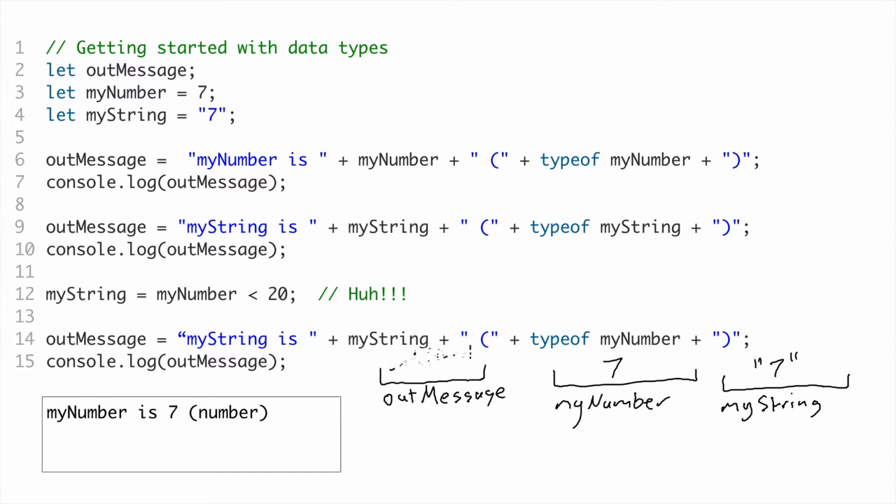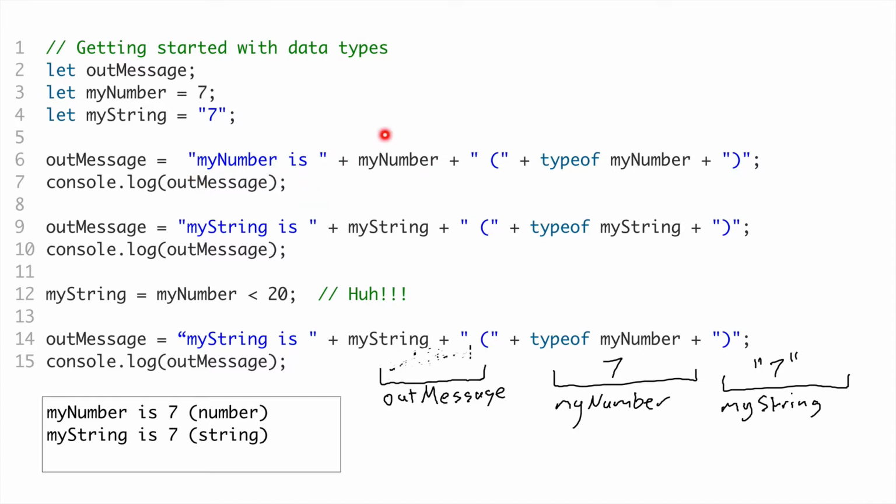If we do much the same thing on lines 9 and 10, we say my string is, we look at the value in the variable myString, and we also check its type, and we build this into a string that we then log. And when we do this, we see my string is 7, but this time its data type is different, it's a string. And you'll notice JavaScript made no complaints about concatenating a string here with a number.